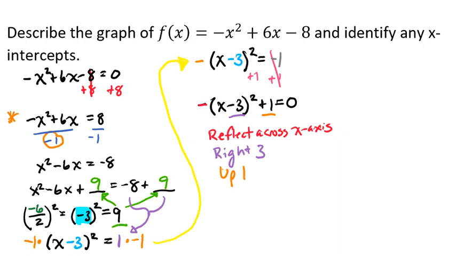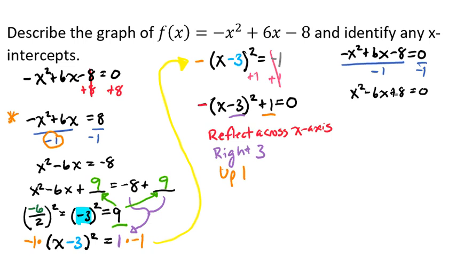To do that, we're going to factor. So we're going to take our negative x squared plus 6x minus 8, set it equal to 0. And again, we're going to divide everything by negative 1, so both sides. And that's going to give us x squared minus 6x plus 8 equals 0. So we are looking for two numbers that will multiply to a positive 8, but will add to a negative 6. And here we could use a negative 4 and a negative 2, which will give us x minus 4 and x minus 2 equals 0.